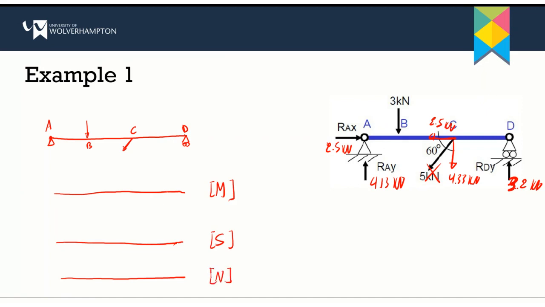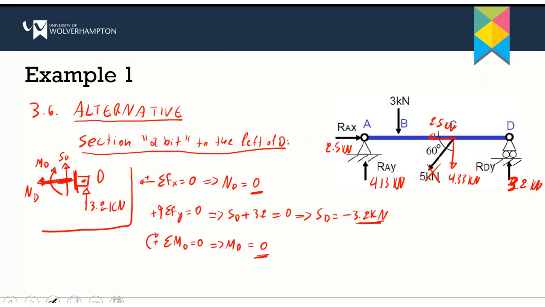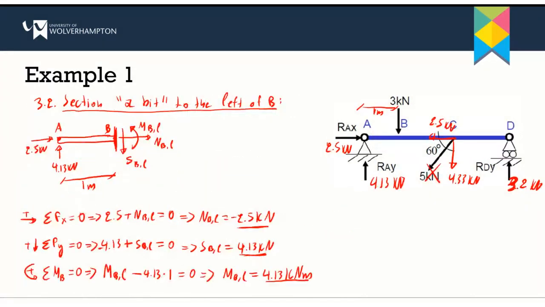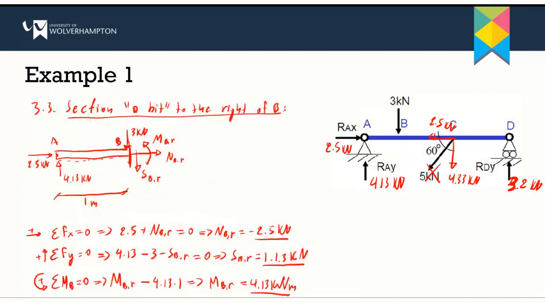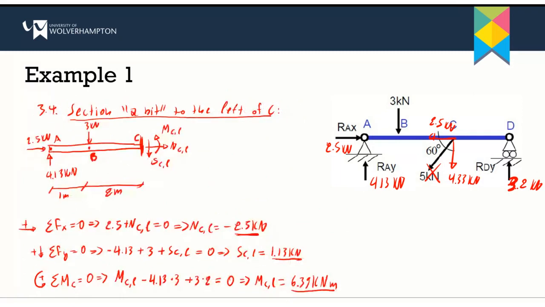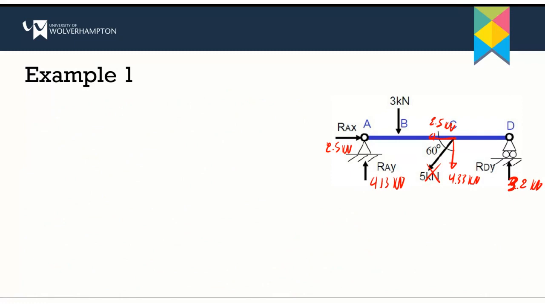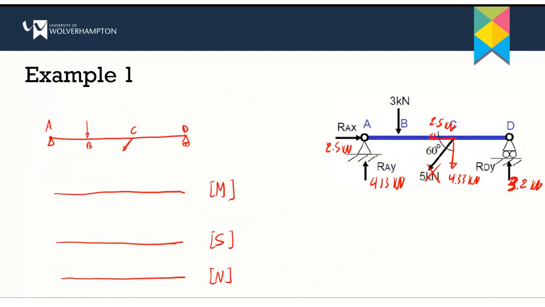So let me go back to the previous slides and see how much the moments at various points of interest were. So at point A, the moment is zero. At point B, to the left and to the right, it is 4.13. At C, to the left and to the right, it's 6.39. And at D, it is zero. So I would draw this over here.